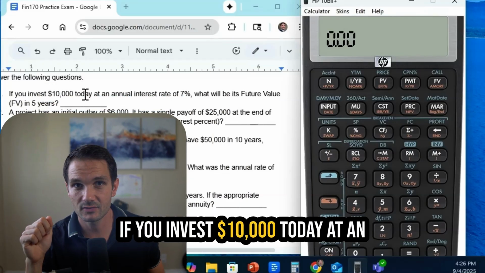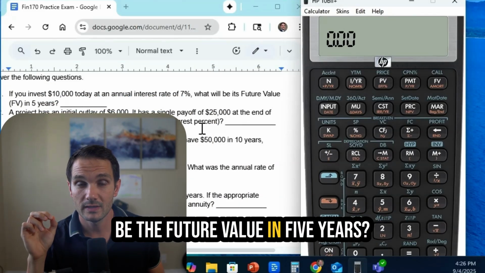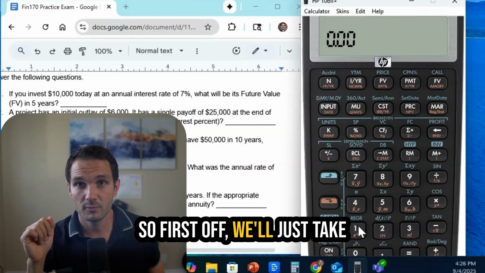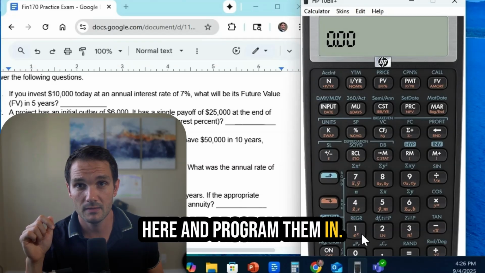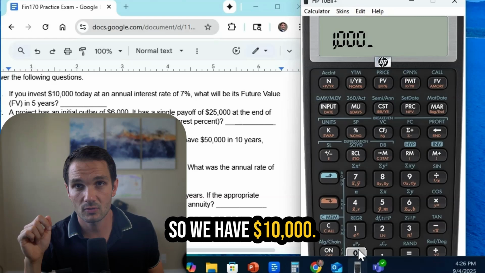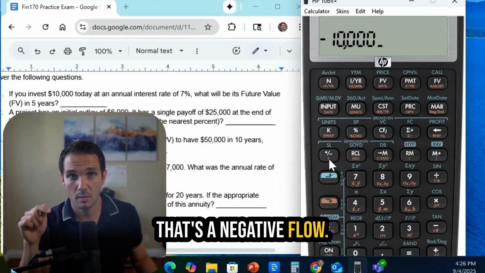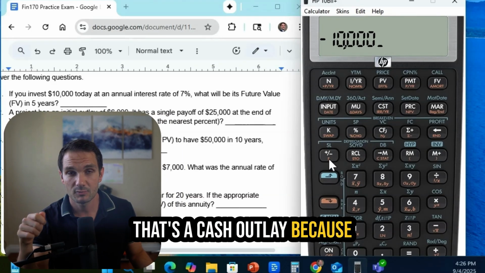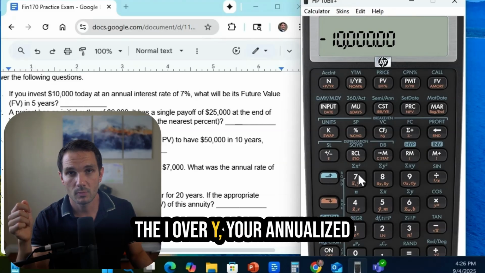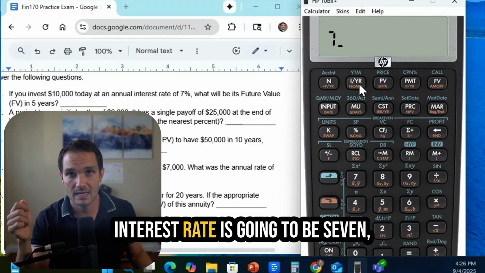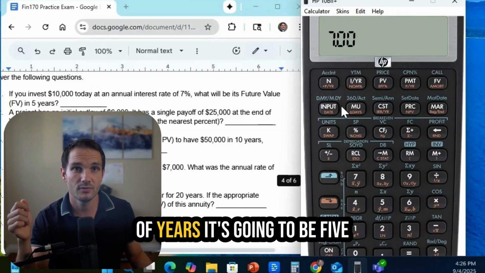If you invest $10,000 today at an annual interest rate of 7%, what will be the future value in 5 years? So first off, we'll just take our different variables here and program them in. So we have $10,000. We see how we did that. That's a negative flow. I mean, that's a cash outlay because we're investing it today. We're going to put that in present value. The I over Y, your annualized interest rate, is going to be 7. And then the period, or the number of years, is going to be 5.